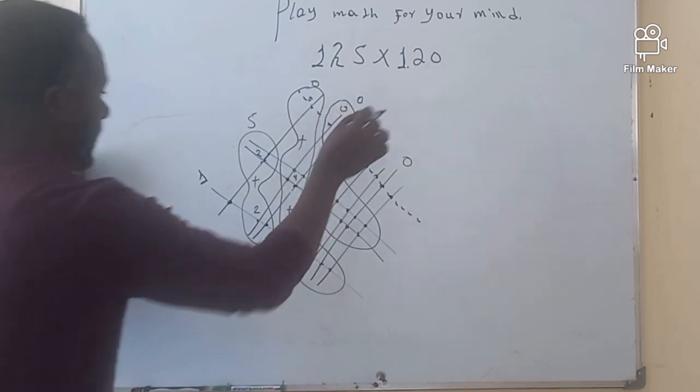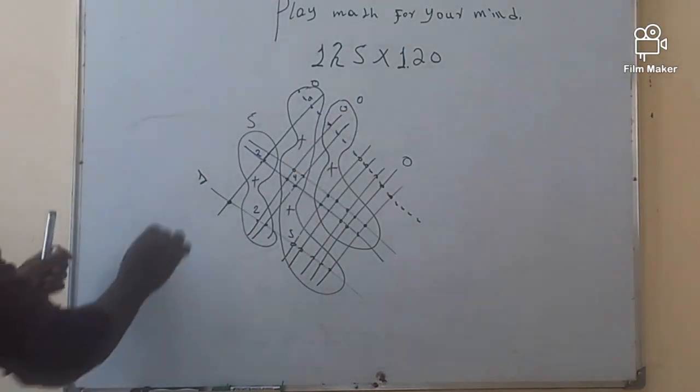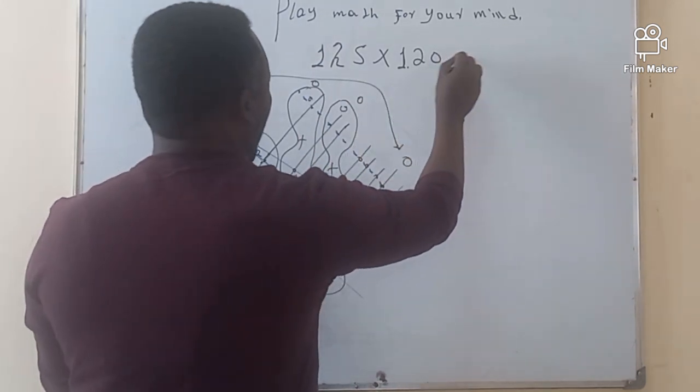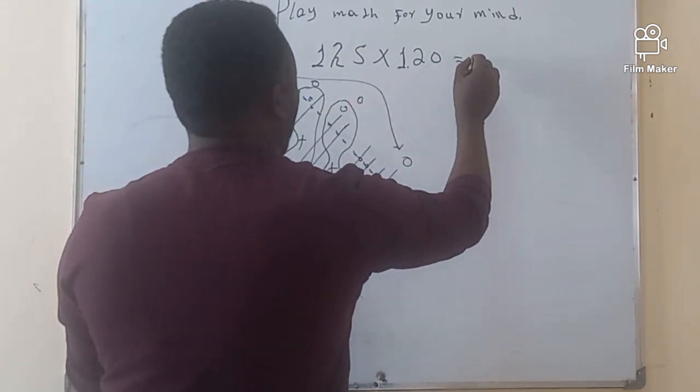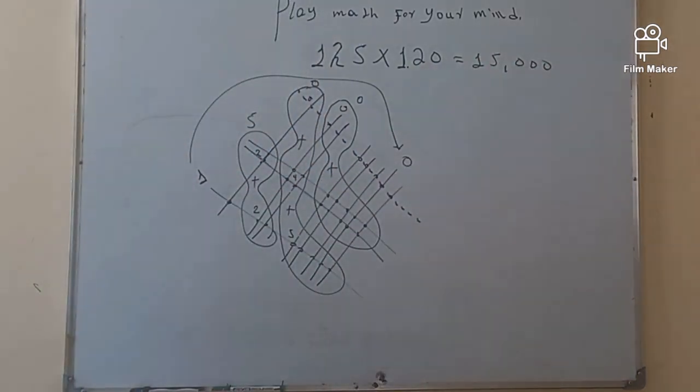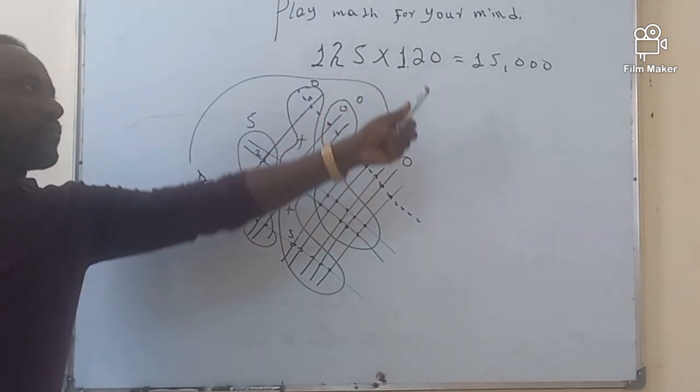We have to add all these, and the result you have to read from here to here. And this result is going to be what? Now 15,000. That means the product of 125 times 120 is 15,000.